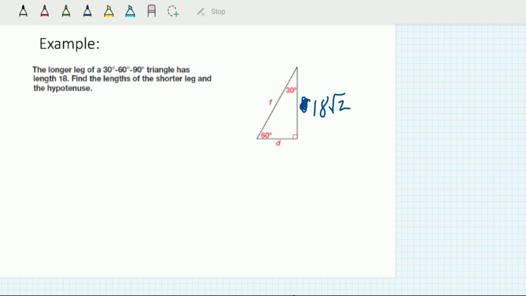I actually changed it. It was initially 18. Now I'm going to change it to 18 square root 2. So let's see what you can do with this. Pause the video and give it a try.